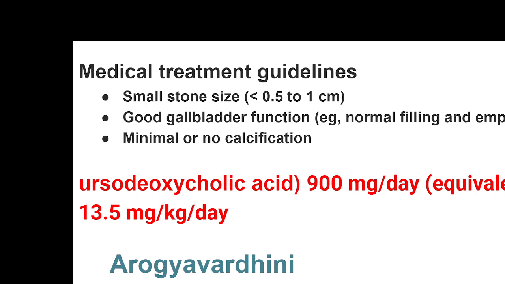Treatment guidelines: the standard medical treatment guidelines say it's not necessary that every patient needs surgical intervention, though in routine clinical practice, usually once the stones are identified, patients are recommended for surgery. But the universal guideline is that medical treatment with ursodeoxycholic acid, 900 milligrams per day, is usually recommended in conditions where patients have normal gallbladder function, there is no calcification, and the stone size is smaller, like 0.5 to 1 centimeter. This is the usual guide.